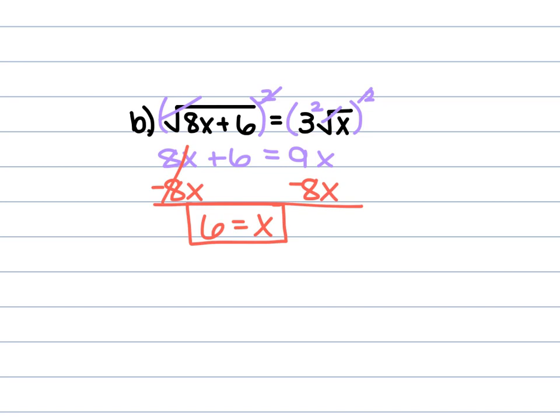You can plug it in and check as well. 48 plus 6 is 54. The square root of 54 is the same thing as 3 square root 6. 3 times the square root of 6 is 3 square root 6.